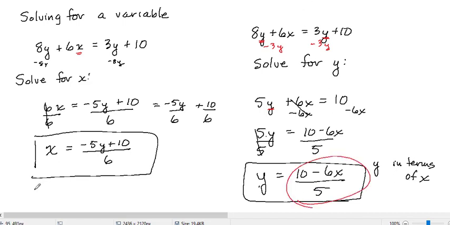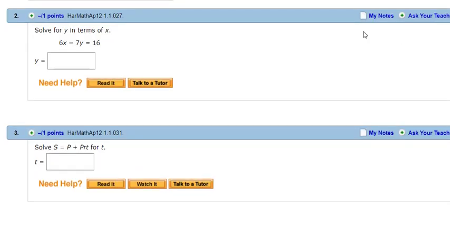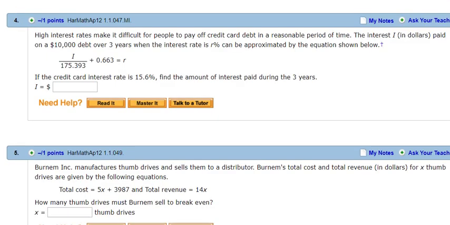And the first one that we did, this is x in terms of y. X is isolated, and the other side of the equation only has numbers and y. So question 2, you're going to solve for y, and then question 3, you're going to solve for t.